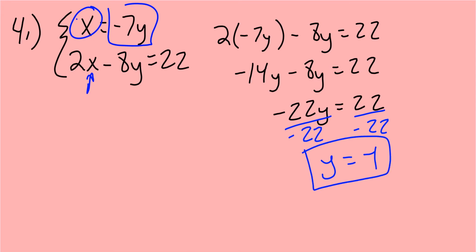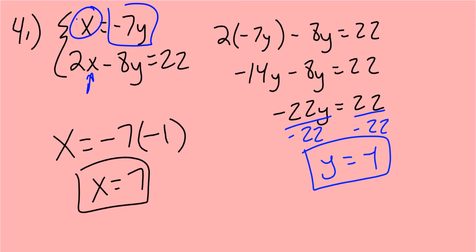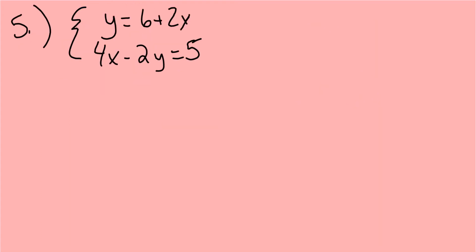I'm going to go back to my original problem. I'm going to say x equals negative 7. Instead of y, I'm going to put negative 1. Get x equals positive 7. I have an answer for x. I have an answer for y. I'm going to write my answer as an ordered pair, 7, negative 1. And that's it for 4.